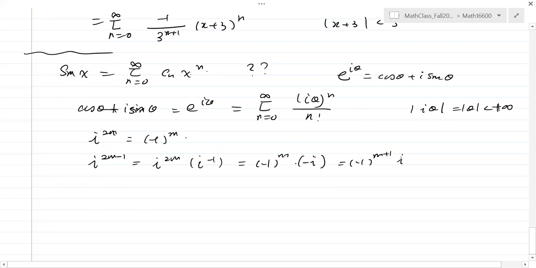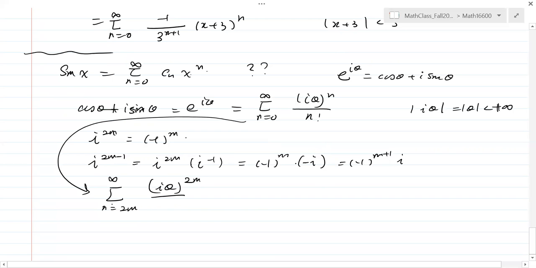All right, why is that important? Because I want to express this in two different ways. When n equals 2m, and m is even, it's going to be i theta to the 2m, where m goes from 0 to infinity. And also it's going to be 2m minus 1, so m starts from 1.